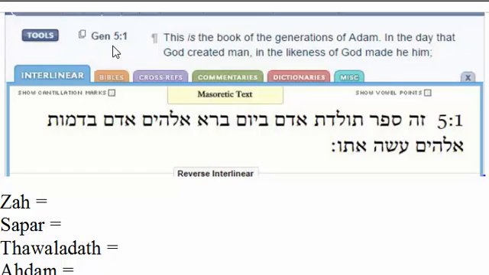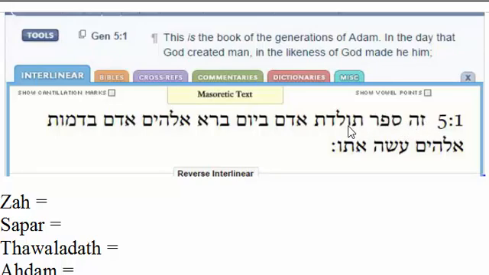So what I'm going to do is start off with reading Genesis 5:1 and then going through the Hebrew portion of it. Genesis 5:1, this is the book of the generations of Adam. In the day that the Most High created man, in the likeness of the powers made he him. All right, that's just Genesis 5:1. Now when you read here, this is how it reads in the Torah.